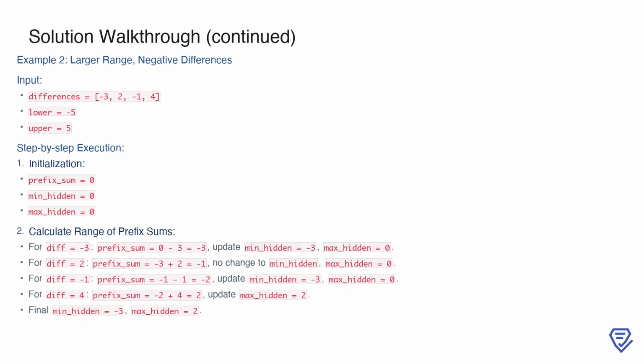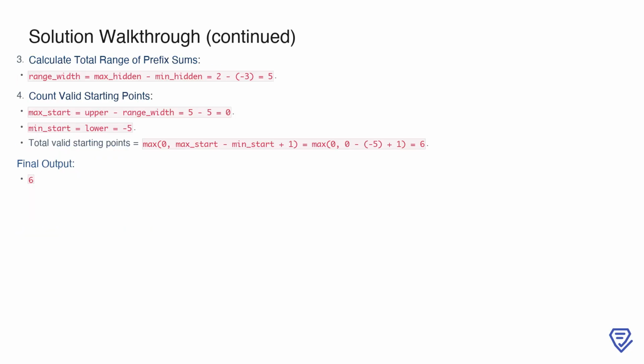For the first difference, -3, prefix_sum becomes -3, updating min_hidden to -3 while max_hidden remains 0. The second difference, 2, adds to prefix_sum, resulting in -1, but there's no change to min_hidden or max_hidden. For the third difference, -1, prefix_sum becomes -2, which doesn't change the range since min_hidden is still -3 and max_hidden is 0. Finally, the fourth difference, 4, brings prefix_sum to 2, updating max_hidden to 2. The final values are min_hidden is -3 and max_hidden is 2.